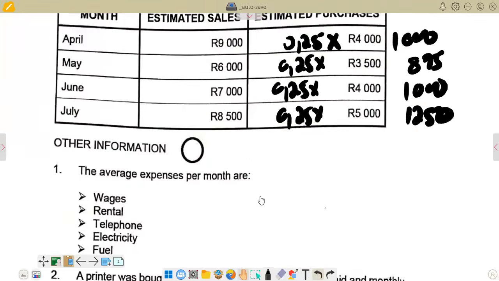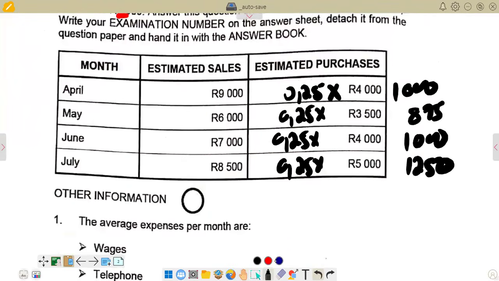So it means the credit purchases for April will be paid in May. Then the credit purchases for May will be paid in June. Then for June will be paid in July. As simple as that. So we are just going to pick a month later. So for May, we are going to put 1,000. That's what it means. And then for June, 875. And then for July, 1,000.